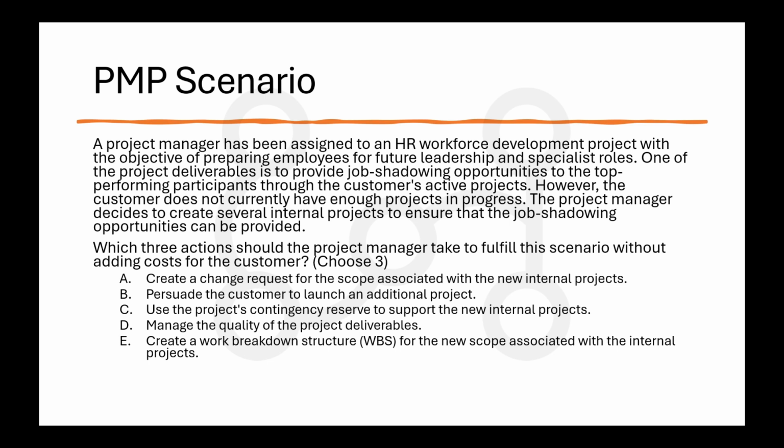The first option is to create a change request for the scope associated with the new internal projects. These are the internal projects, so this is somehow relevant to our case. Another option is to persuade the customer to launch an additional project. We would have to ask the customer, but it's not the early stage, so we cannot discuss it with the customer. Then, use the contingency reserves to support the new internal projects, manage the quality of the project deliverable, and create a work breakdown structure for the new scope.